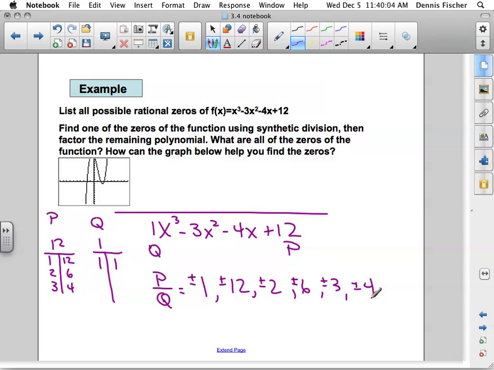Now, what I mean by that is this. Does this count square roots? No. Square roots are irrational, so square roots are a different story. These are just the rational ones. Now, how do we know which one works? Synthetic division. What should the remainder be?